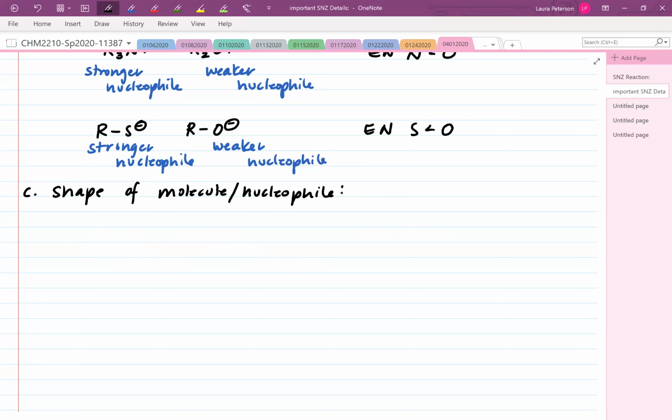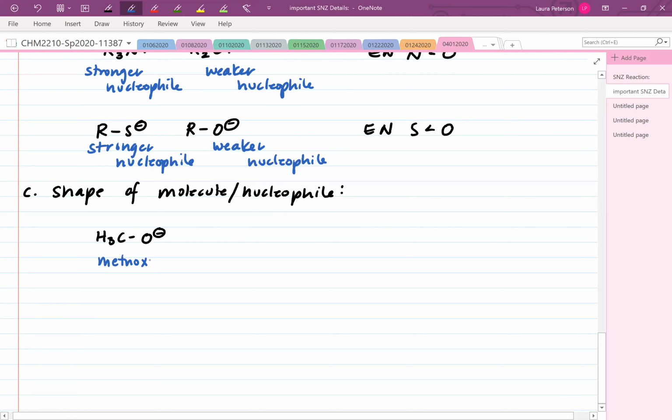We're going to compare methoxide to tert-butoxide. We're going to talk about this through an example. So we have methoxide, and we're going to compare that to this species.